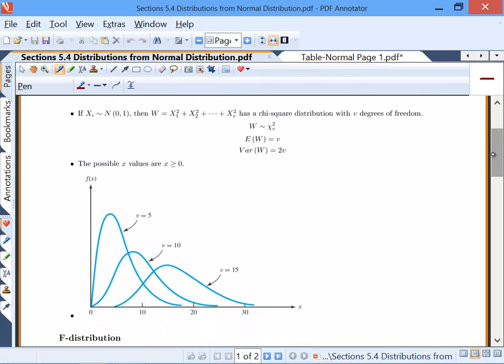Your possible x values are all x greater than or equal to 0, or w's if your random variable is w. And this is what it looks like. Notice the shape depends on your degrees of freedom. If we start off with 5 degrees of freedom, it's very skewed, not symmetric. V is 10, still not very symmetric. V is 15, getting slightly more symmetric, but still not very symmetric. So this is the shape of the chi-square distribution.